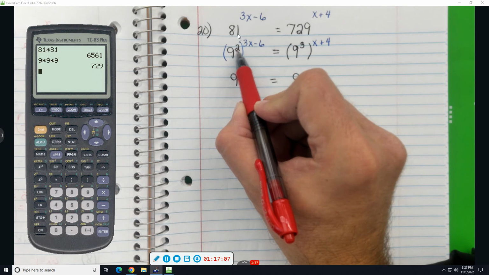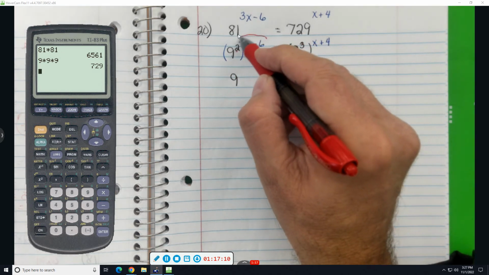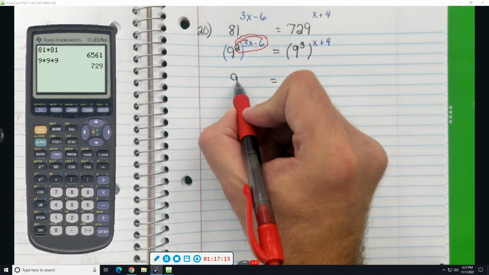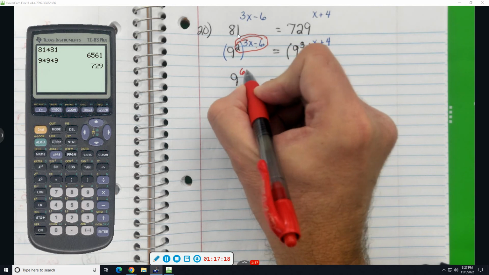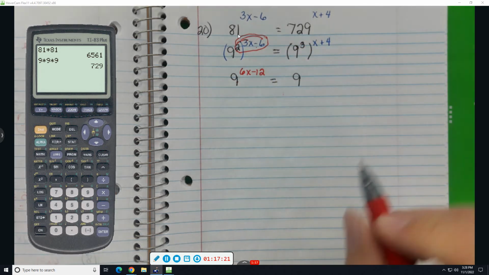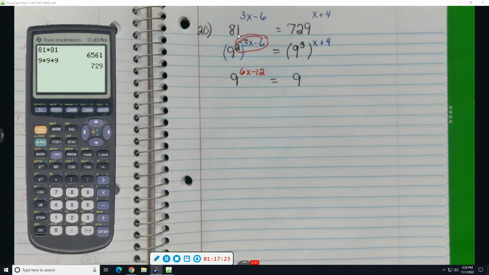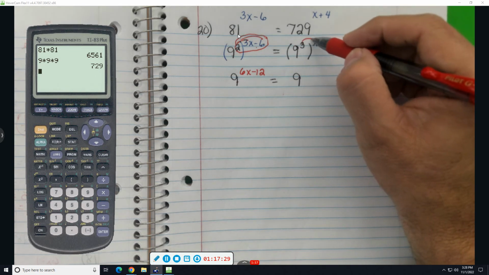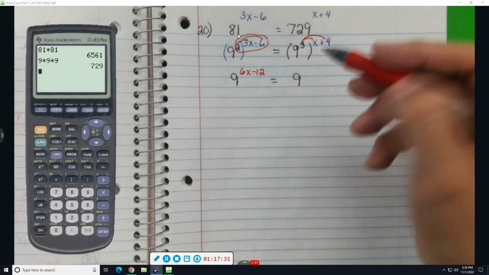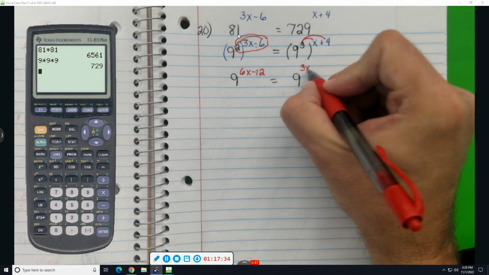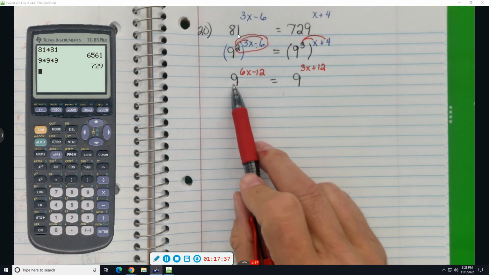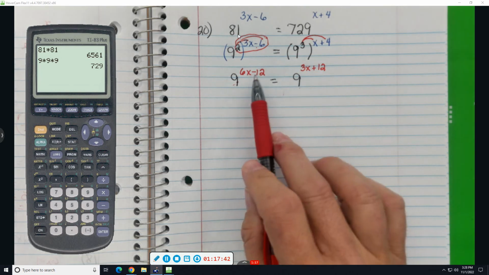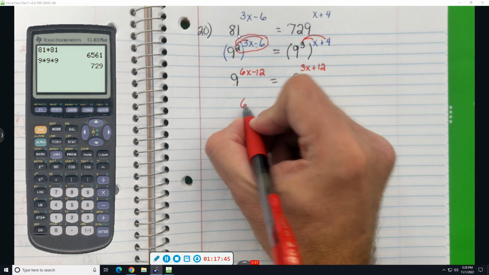To raise one power to another, you have to multiply those. And when we multiply, we have to distribute. So the exponent on the left is 6x minus 12. Having seen that, can y'all tell me the exponent we're going to have on the right? 3x plus 12. Am I ready to drop the black 9s? Yes. The bases are the same, so the exponents have to be the same.